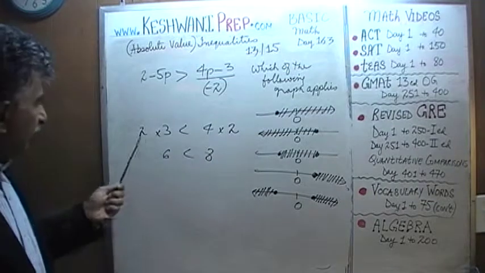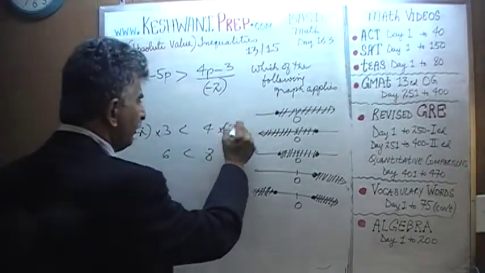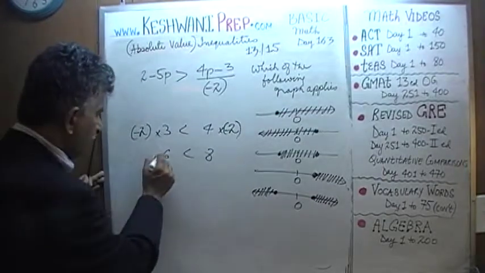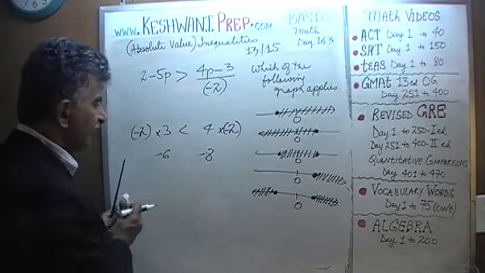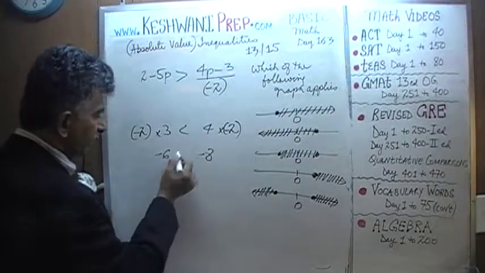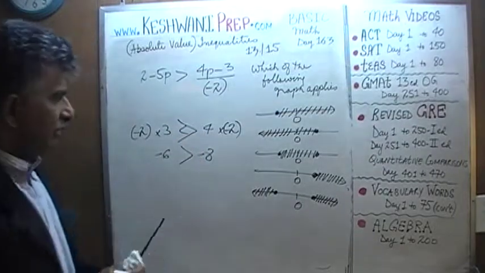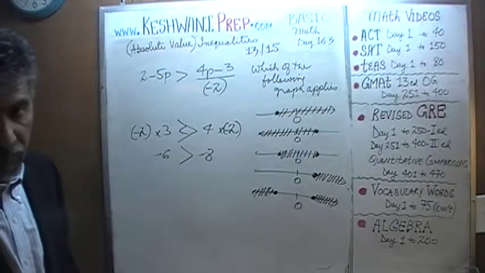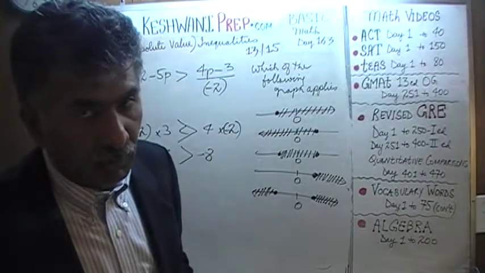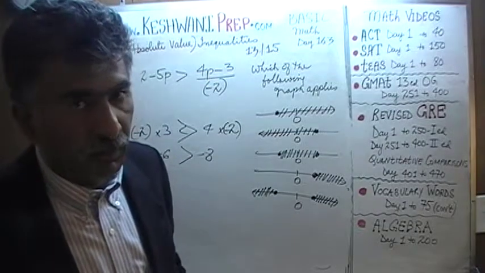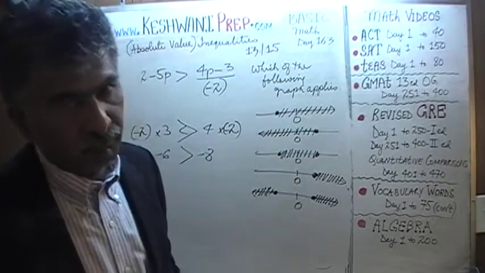But instead of multiplying it by positive 2, had we multiplied by a negative 2, we would have got a negative 6 and a negative 8. And negative 6 is no longer less than negative 8. Negative 6 now is more than negative 8. The direction of the inequality needs to be switched if you multiply by a negative number. If you multiply or divide an inequality by a negative number, we have to remember to switch the direction of the inequality.